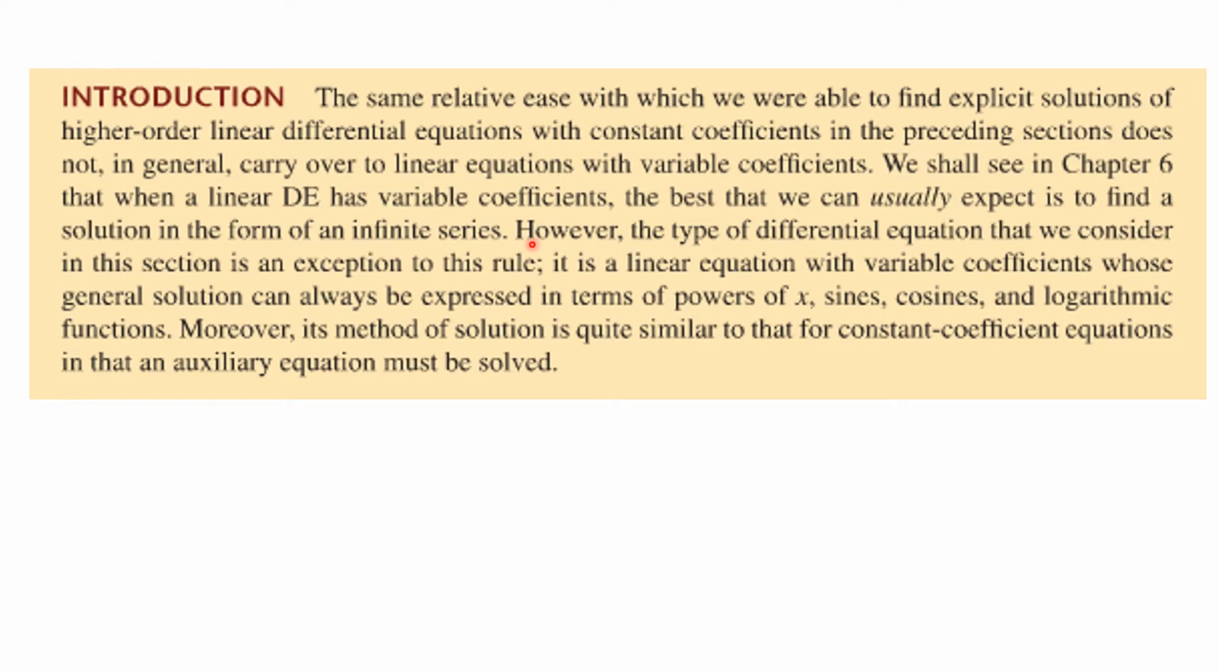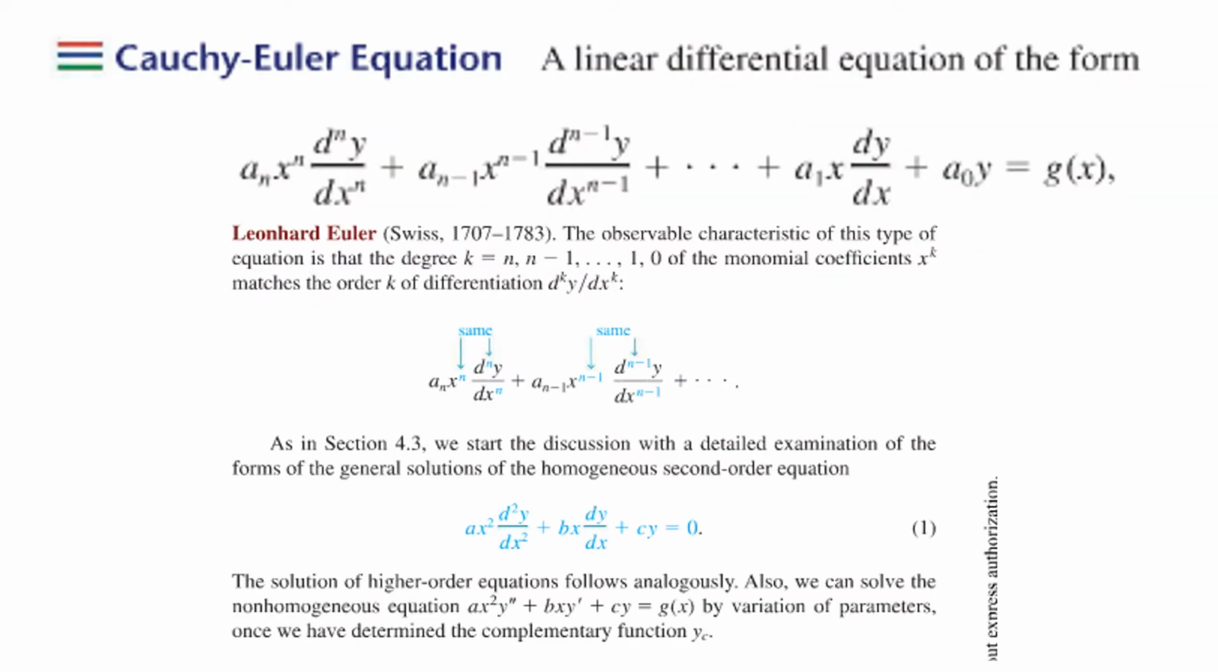However, the type of differential equation that we consider in this section is an exception to this rule. It is a linear equation with variable coefficients whose general solution can always be expressed in terms of powers of x, sines, cosines, and logarithm functions. Moreover, its method of solution is quite similar to that for constant coefficient equations, in which an auxiliary equation must be solved. For that reason, Zill, in later editions of his books, included it in chapter 4, and I am making it follow in the same footsteps.